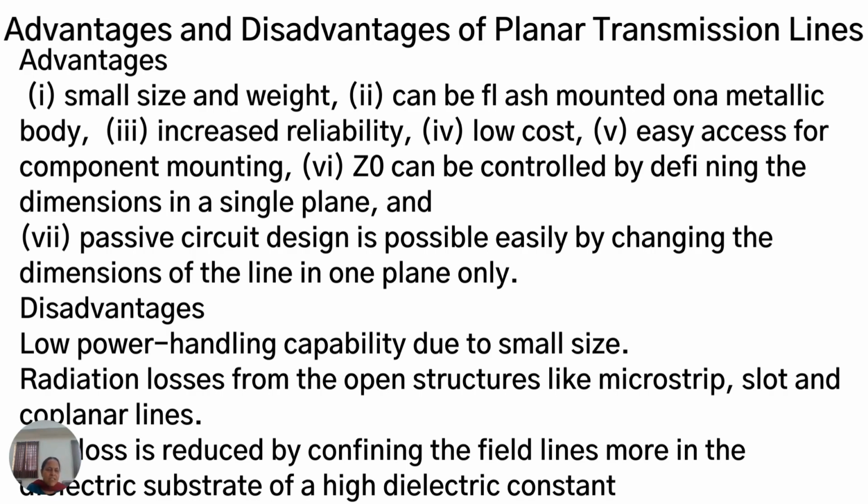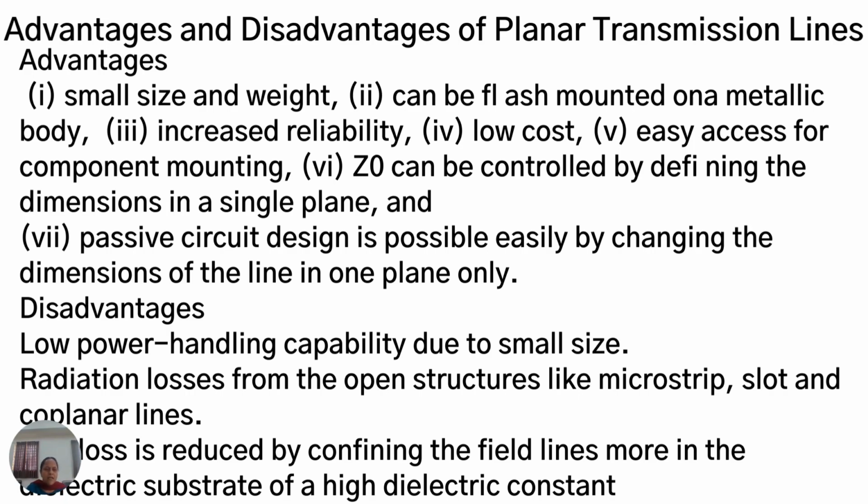When we come to disadvantages, low power handling capability due to small size. Since they are very small, the power handling capability will be less, and radiation losses from the open structures like microstrip, strip line and coplanar lines will be more. This loss can be reduced by confining the field lines more in the dielectric substrate of a high dielectric constant material. By choosing a high dielectric constant material, you can try to reduce the radiation losses.